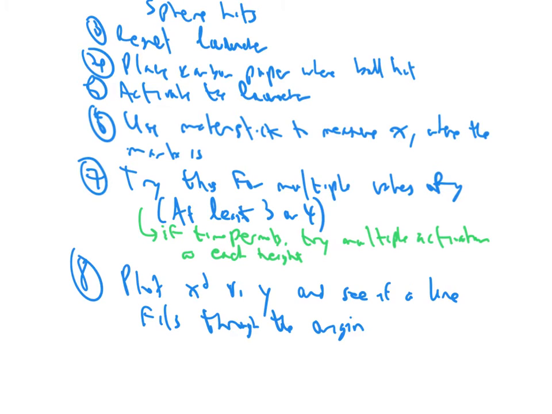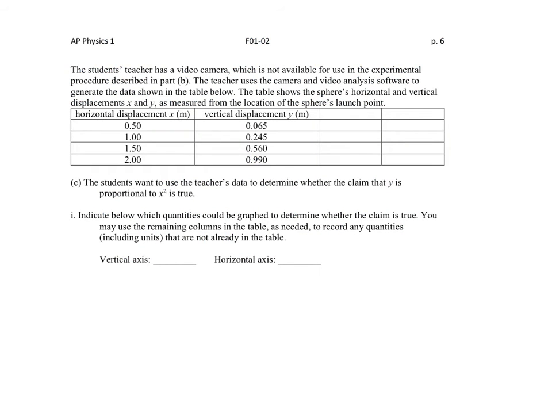All right, and if it does, then we've got Y is proportional to X squared, and if it doesn't, then it doesn't. So that would be it. The student's teacher has a video camera, which is not available for use in the experimental procedure described in Part B, rats. The teacher uses the camera and video analysis software to generate the data shown in the table below. The table shows the sphere's horizontal and vertical displacements X and Y as measured from the location of the sphere's launch point, and that's what the two columns are.